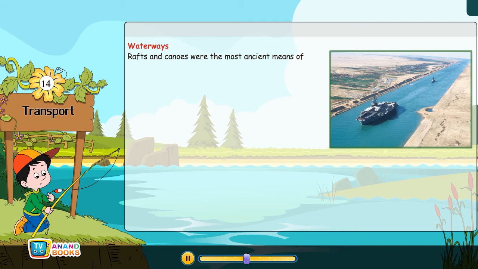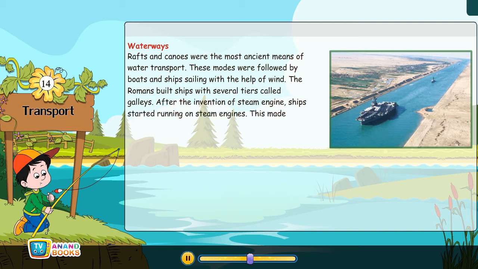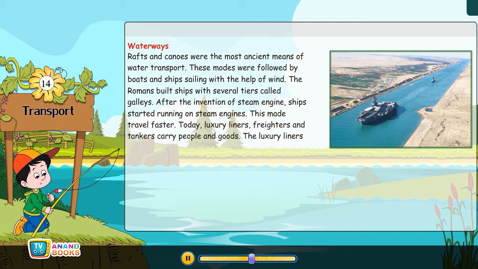Waterways. Rafts and canoes were the most ancient means of water transport. These modes were followed by boats and ships sailing with the help of wind. The Romans built ships with several tiers called galleys. After the invention of the steam engine, ships started running on steam engines. This made travel faster. Today, luxury liners, freighters and tankers carry people and goods.